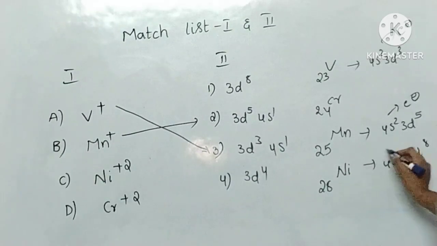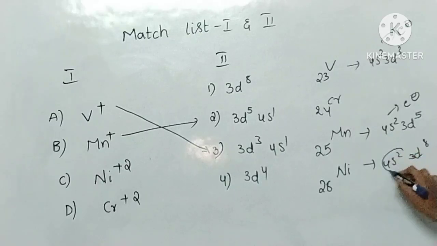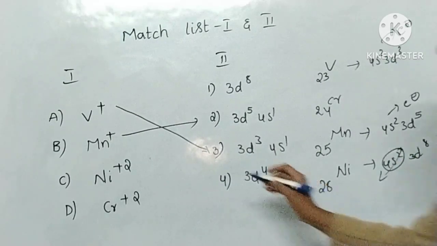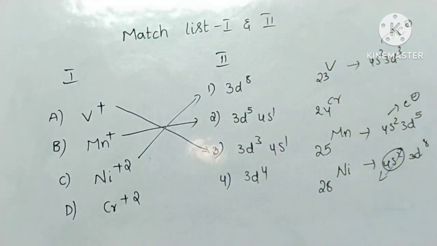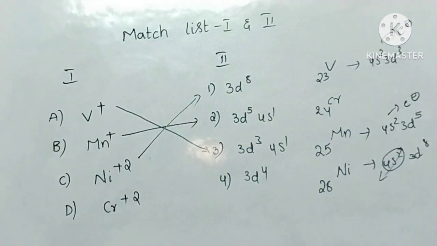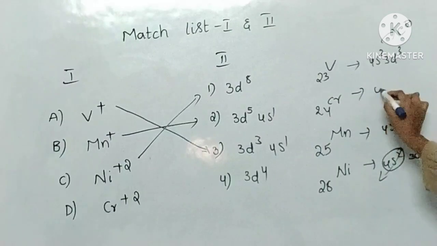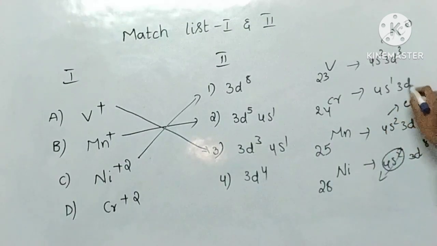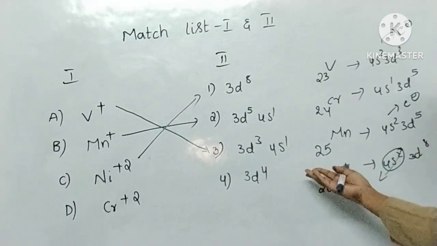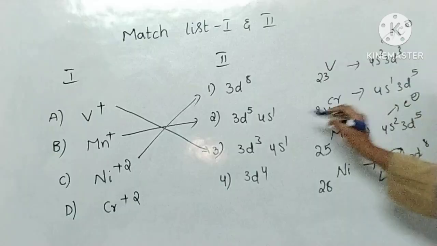Here it is Ni plus 2. Ni plus 2 means these 2 electrons went out, then you will get only 3d8. This one becomes this. And the next one is chromium plus 2. Chromium is 4s1 3d5 here, but there is no option for 3d5.